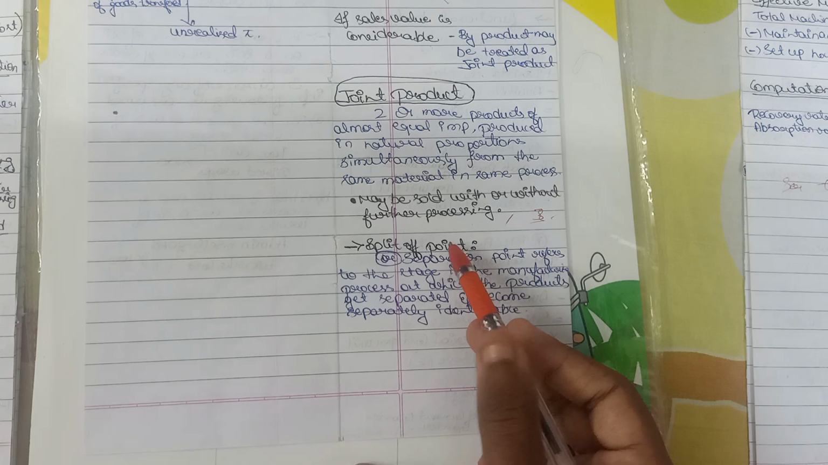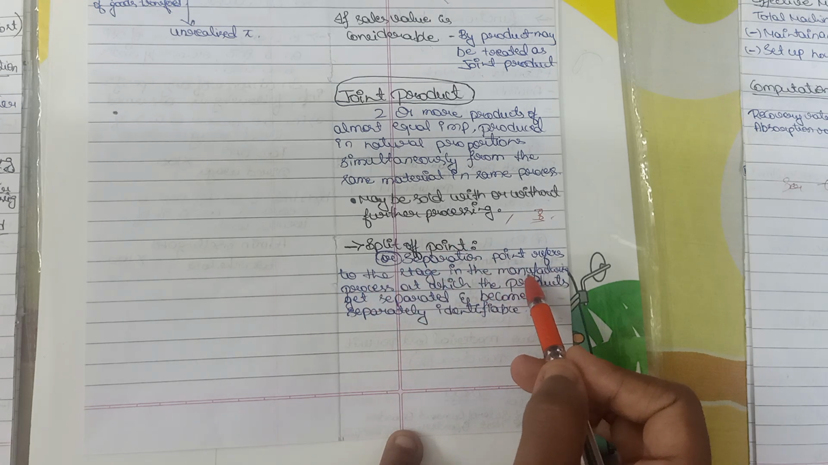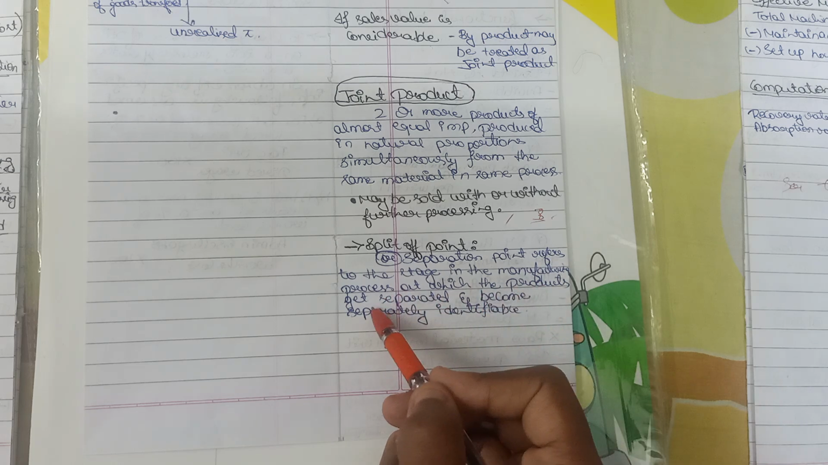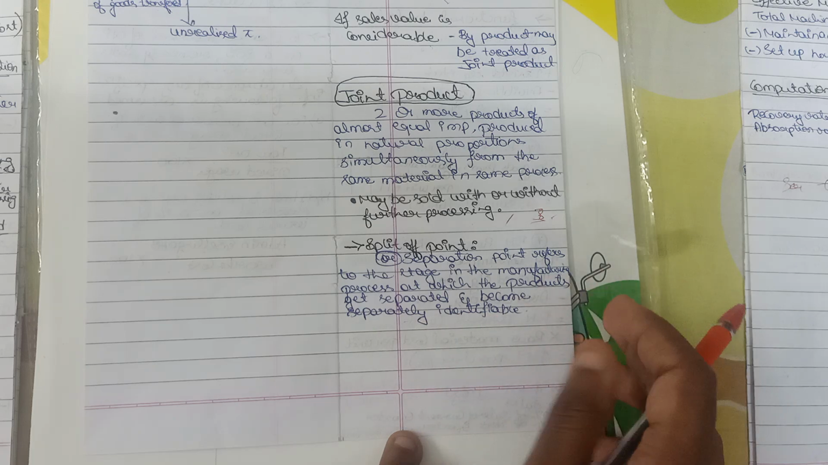What is split off point or separation point? It refers to the stage in the manufacturing process at which the products get separated and become separately identifiable.